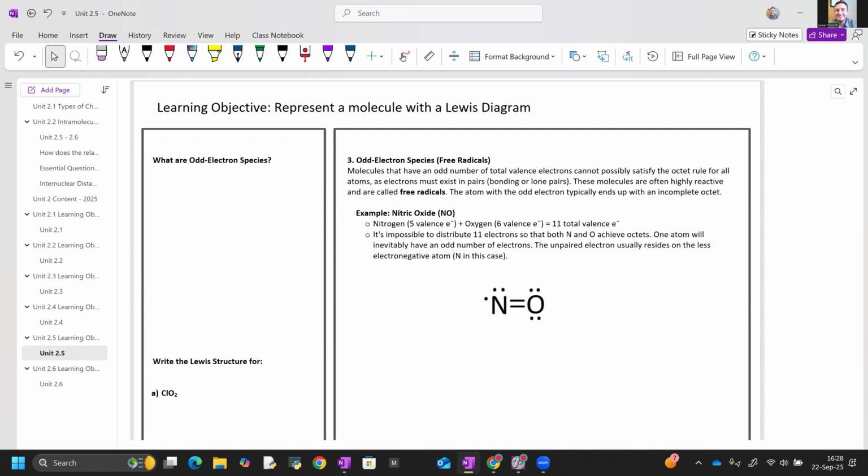8 would be an 8. We've got 8 valence electrons, and 8 is an even number, and so we can't have an odd number of electrons and achieve an octet.